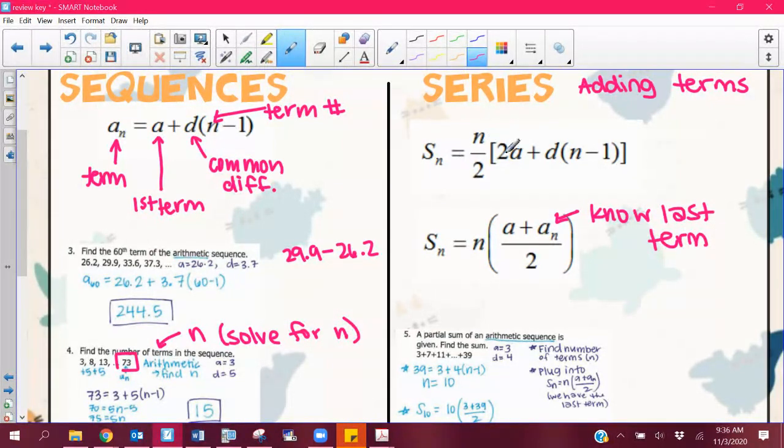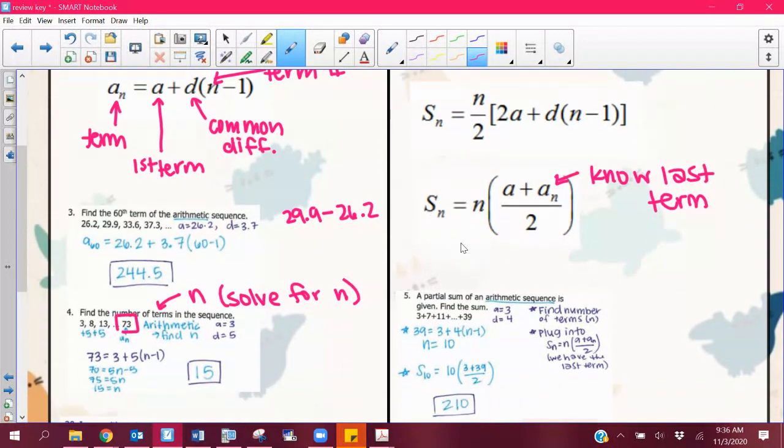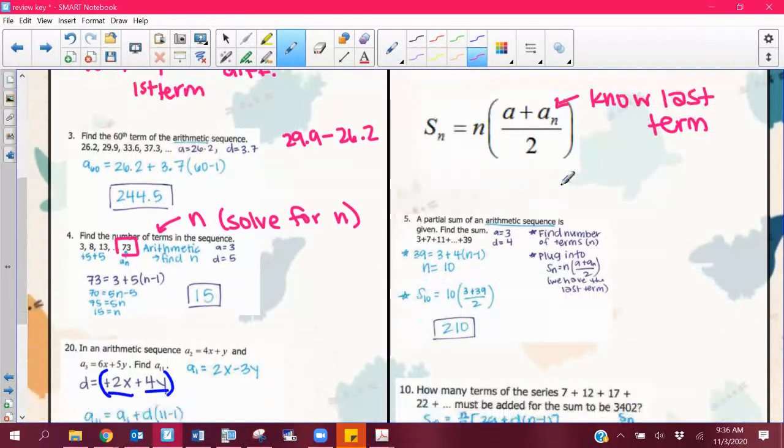This is the number of terms. This is the first term, the common difference, and then again the number of terms. This one is the number of terms, the first term, the last term, and then that's 2, surprise. And so the S tells you that it's adding up those terms. Again, these are partial sums for arithmetic. We can't add the whole thing up.